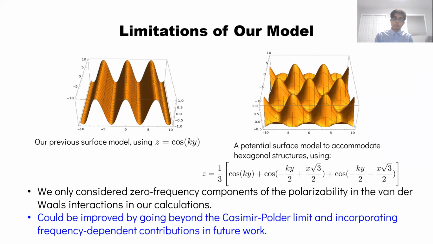I'd also like to discuss some limitations of our model in our calculation. We used only one-dimensional sinusoidal corrugations, and this was only an approximation, especially for the hexagonal structures of graphene and hexagonal boron nitride. One way to overcome this would be to incorporate corrugations in the Y and the X directions. And as you can see by the right picture, this would better simulate the surfaces of hexagonal structures.